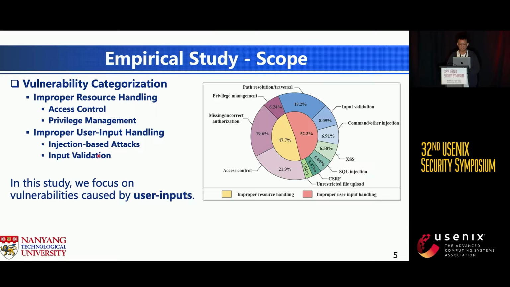Well, the subcategories of improper handling of user input are injection-based attacks and input validation. Injection-based attacks are where malicious input is injected to compromise the system, while input validation is where the system fails to validate or sanitize the inputs effectively. Well, in this work, the authors have focused on the vulnerabilities caused by user inputs and leave the remaining types of vulnerabilities as future work.